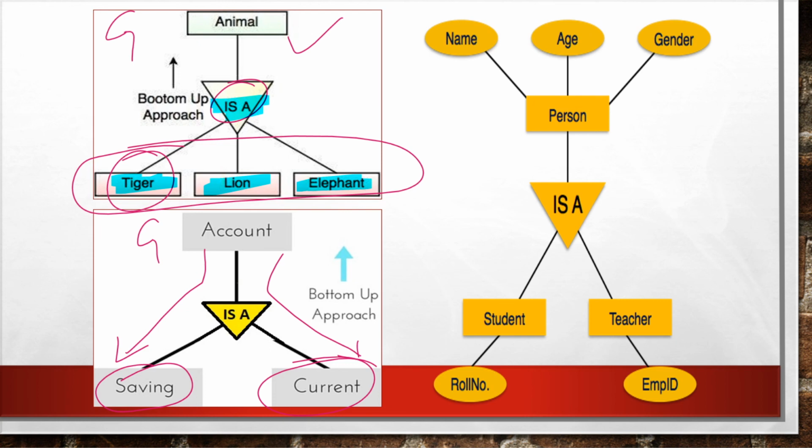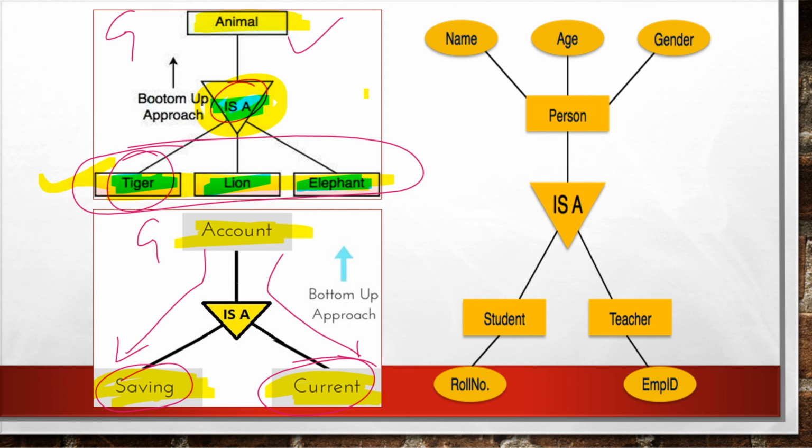If we are reading "is a" relationship, it is representing the specialized concept. These are the specialized classes, and this is the superclass. Here this is the superclass and these are the specialized classes, and account is a general class. Same way for a person and a student.